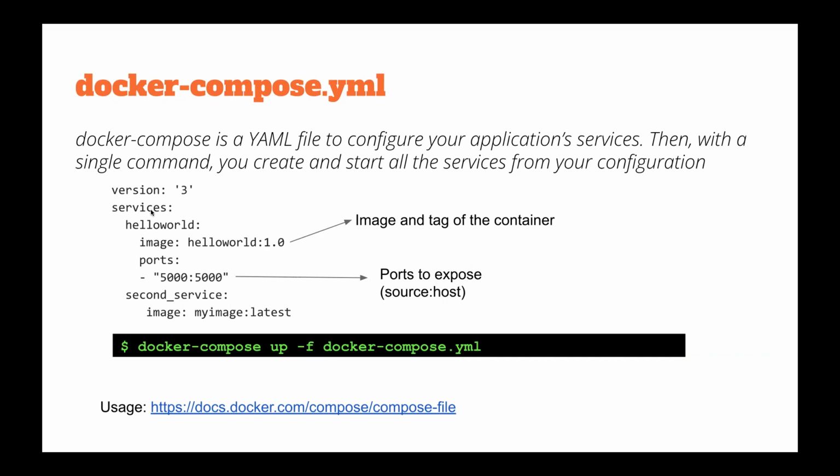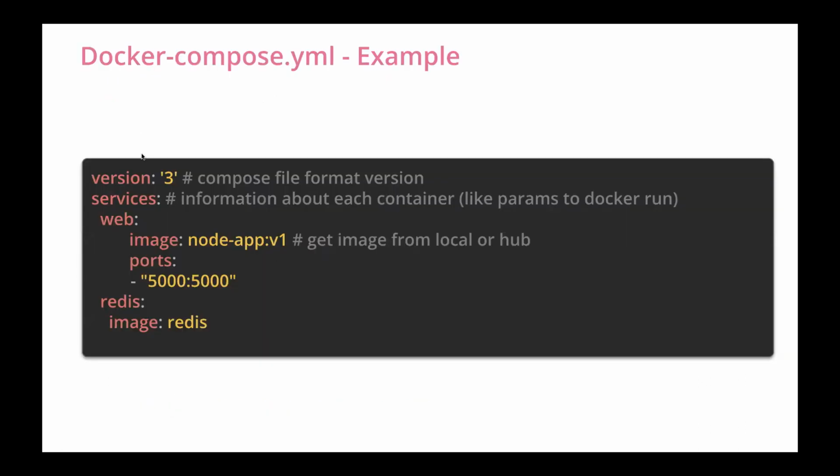Once you have the Docker Compose file like this, you can run docker compose up -d, which would start all the services in the container. I'll share this link. You can refer to it for a more detailed explanation. Another example of a Docker Compose file would look something like this. We have a Node app which is running, and there is a Redis image running.